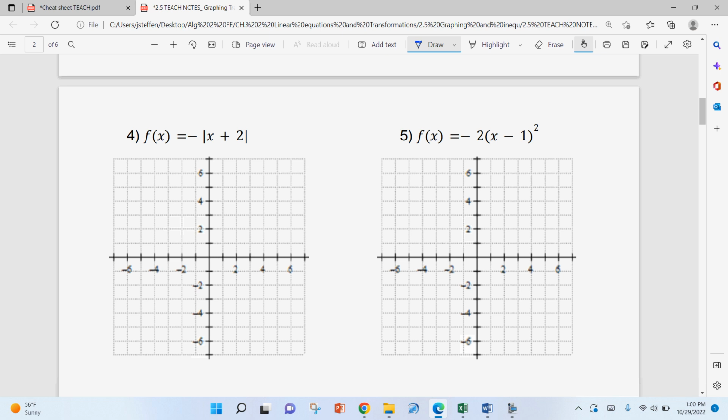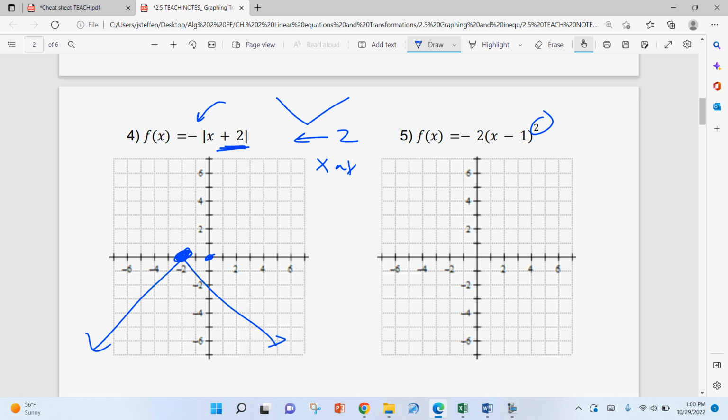Absolute value is your V shape. Absolute value hopefully reminds you it's a V shape. And we are going to the left 2. And then we are reflecting it across the x-axis. So we start at 0, 0. We go to the left 2, so that's our new point. And then reflected across the x-axis just means that it's opening downward. And again, we'll go into a little bit more detail on that in the next lesson.